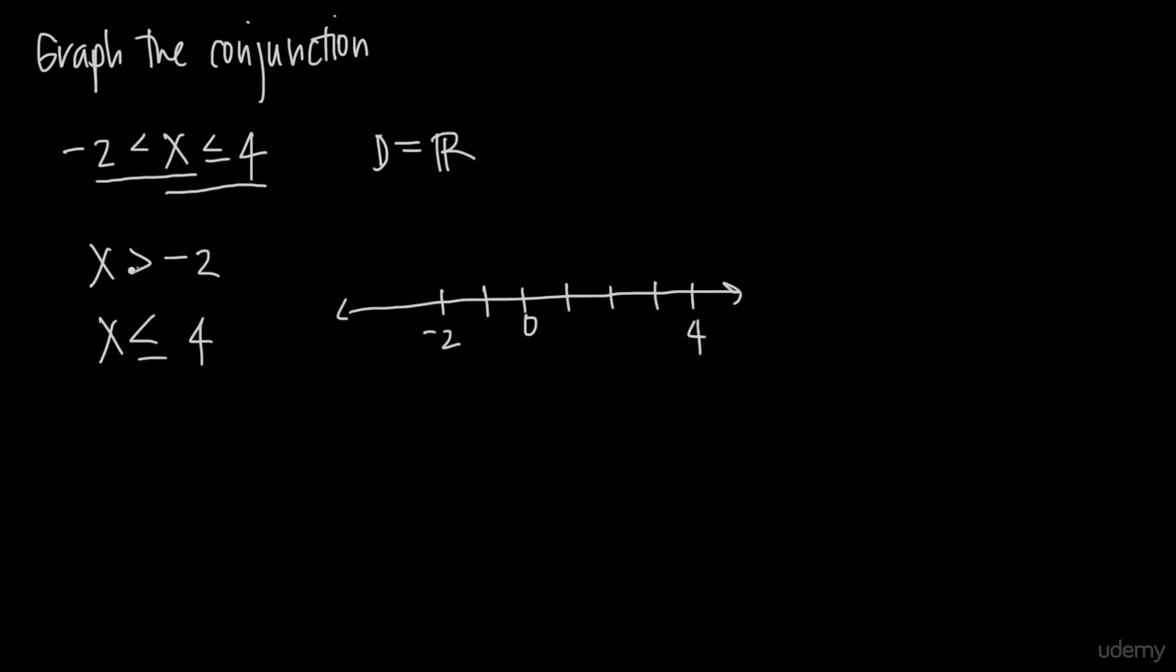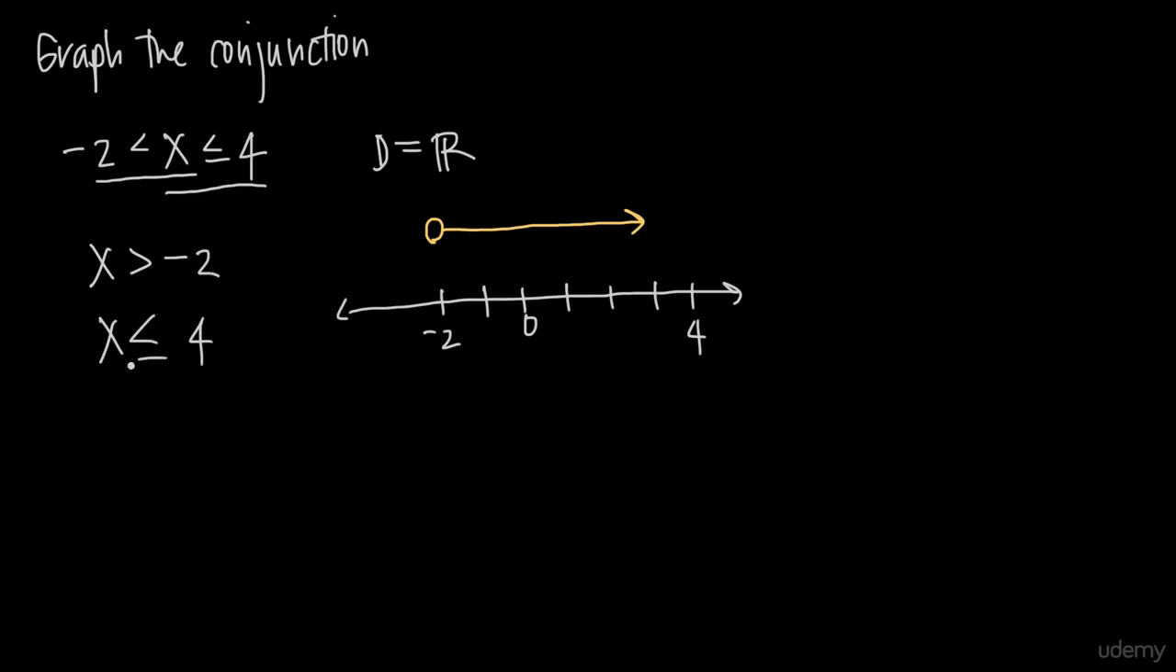Now we need to say that x is greater than -2. Because this isn't greater than or equal to -2, it's just greater than -2, we know that -2 is not going to be included in the domain. So what we would want to do for that part is draw an open circle at -2 and then draw our line going this way off in the positive direction since x is greater than -2.